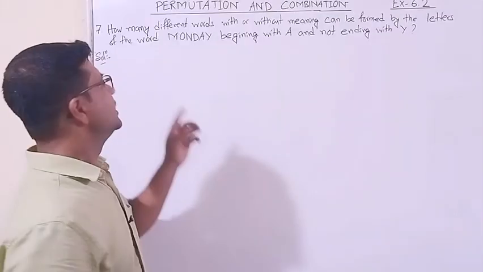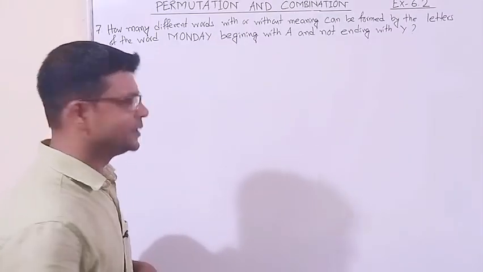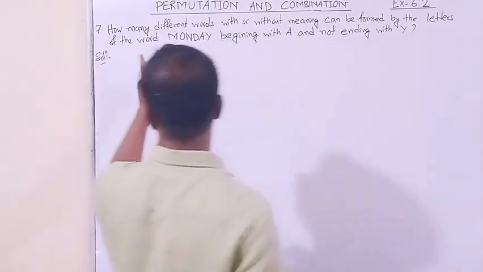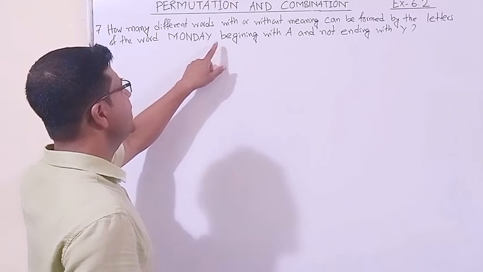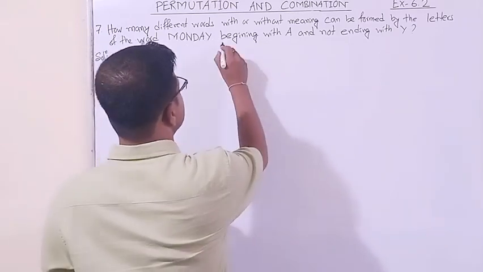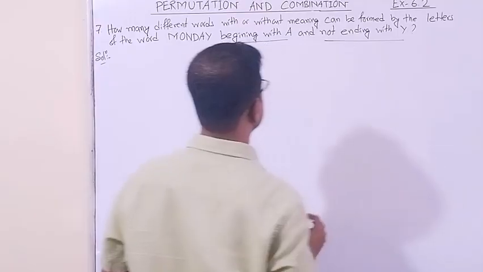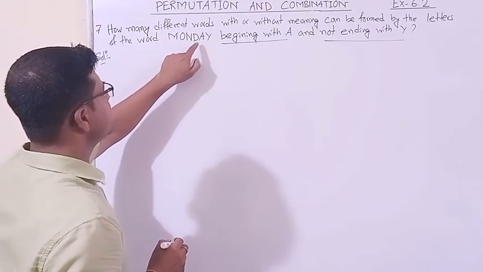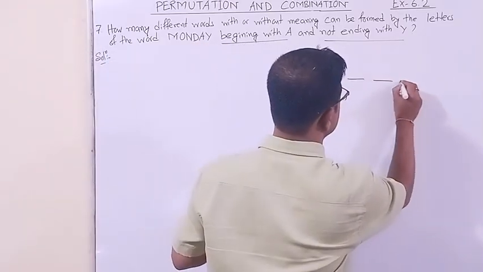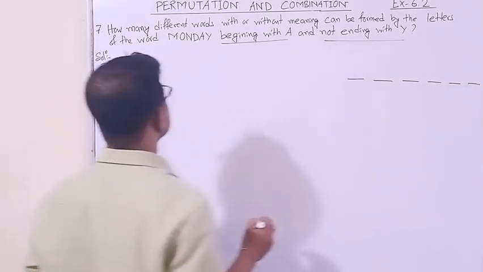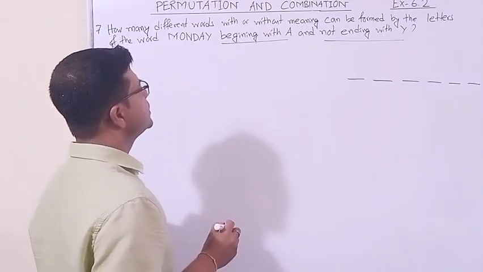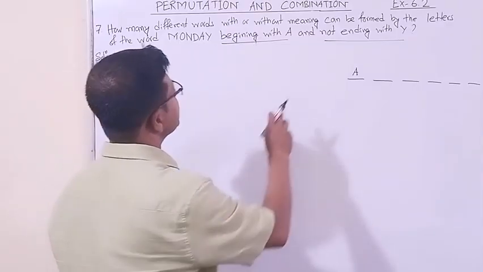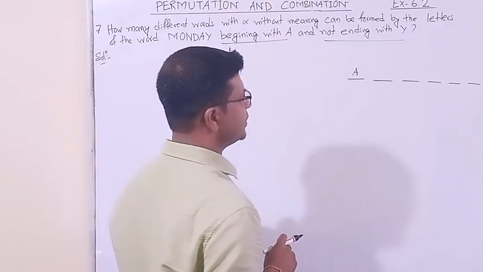Okay. My beloved students, we have taken question number 7. Let us read the question. How many different words, with or without meaning, can be formed by the letters of the word MONDAY, beginning with A and not ending with Y? Okay. Here, how many letters are there in this word? 1, 2, 3, 4, 5, 6. Let us count those words which begin with A, considering A at the beginning. Let us see how many words we can form.